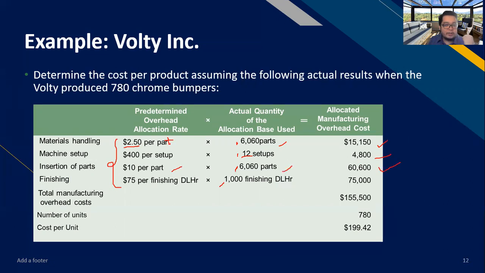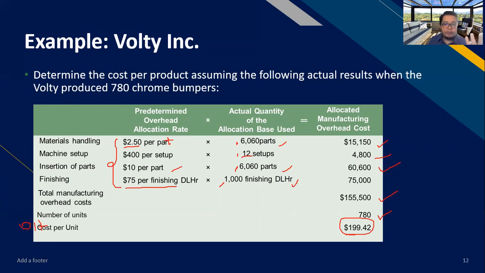So that's the cost. There were 75. The predetermined overhead rate is 75 per finishing hour, and there were 1,000 finishing direct labor hours. And so therefore, the total manufacturing overhead is 155,500. The number of units produced was 780, and therefore the overhead cost per unit is 199.40. Remember, this is only overhead. There's no direct materials and direct labor. So the overhead cost per unit is 199.40.